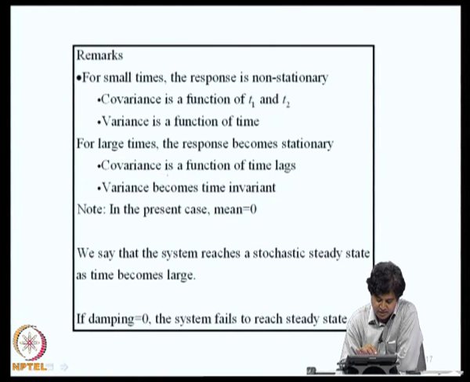When the covariance becomes a function of time lags and variance becomes constant, we say that the system has reached a stochastic steady state. If damping is 0, the system fails to reach a steady state.